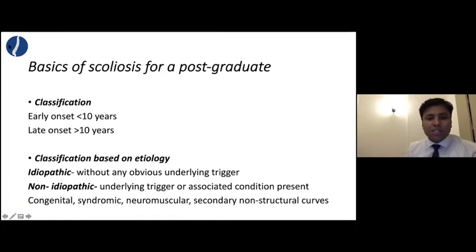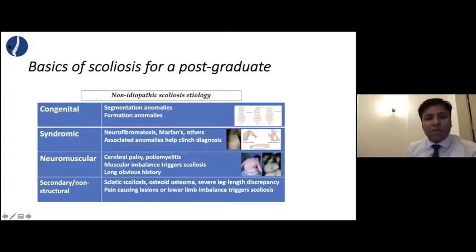Idiopathic scoliosis occurs without any underlying trigger, whereas non-idiopathic scoliosis is secondary to a trigger like congenital, syndromic, neuromuscular, and even secondary non-structural curves. Here is a summary of non-idiopathic scoliosis etiology. Remember that in secondary non-structural curves, you have the sciatic scoliosis, you have the osteoid osteoma. Severe leg length discrepancy can also cause scoliosis. Pain-causing lesions or lower limb imbalance trigger scoliosis in these conditions.